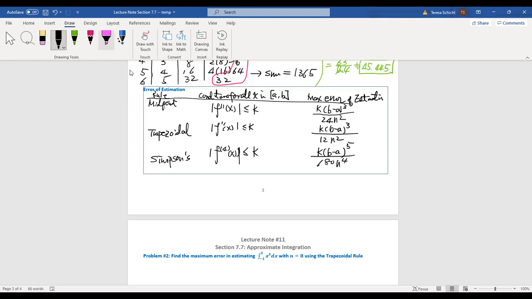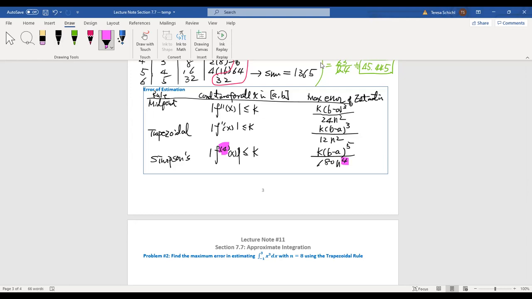How do we derive this? We're not going to prove it; people did research for that. The key things here are the fourth derivative, n to the fourth, and the different constants. By comparing the midpoint and trapezoid, you can see the maximum error for the midpoint is less than the maximum error for the trapezoid.